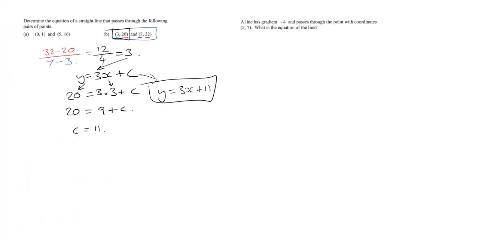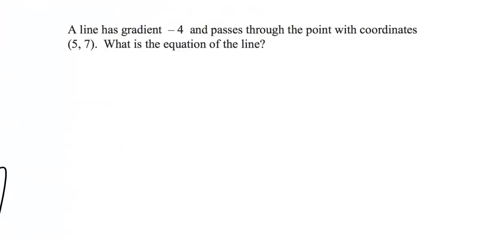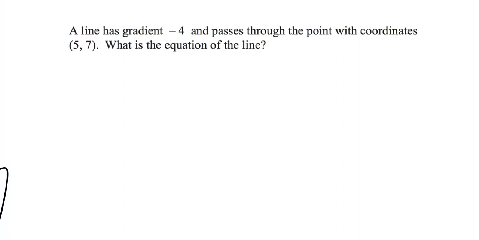All right, one more. This looks a little bit different. Is this going to be easier or more complex than the previous question? It says a line has a gradient of -4 and passes through the point with coordinate 5, 7. What's the equation of the line? This looks, at least initially, to be a little bit easier because we've already been given the gradient. y equals -4x plus c must be the format of this equation.